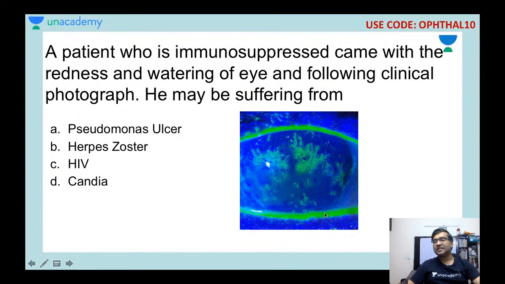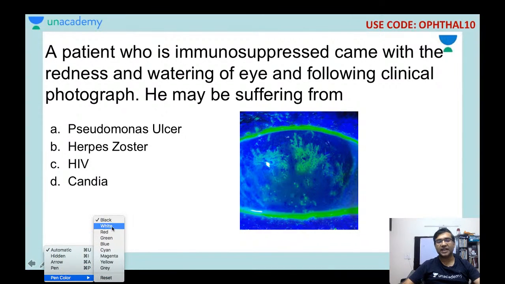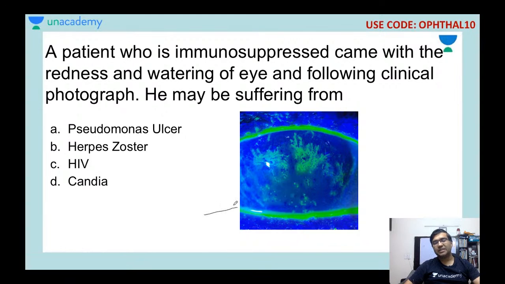Can you see this tear film? This greenish fluorescent tear film? You have stained the conjunctiva with the sodium fluorescein dye, and any epithelial defect, if you can see here, they are taking the fluorescein stain. So these type of shapes, I call it pseudodendritic ulcer. Okay, so tell me what can be the answer here.